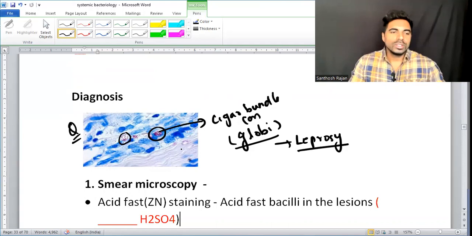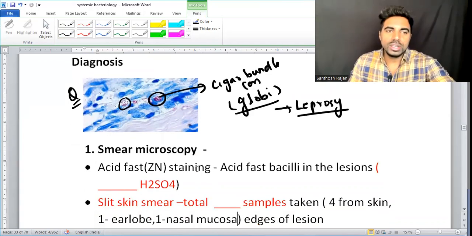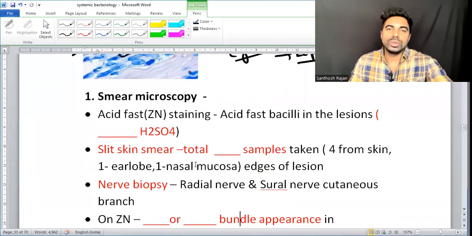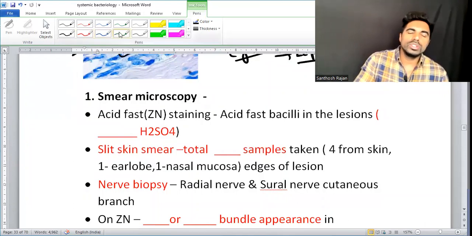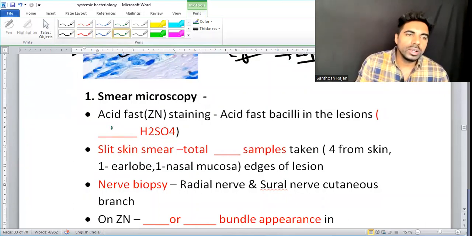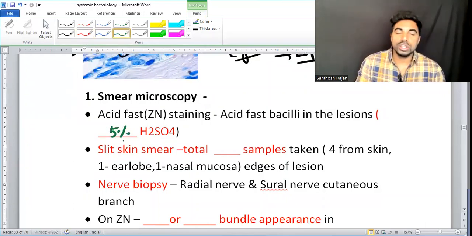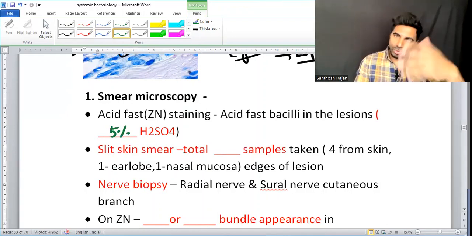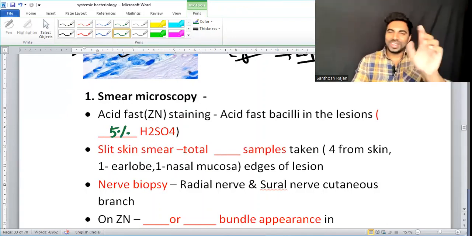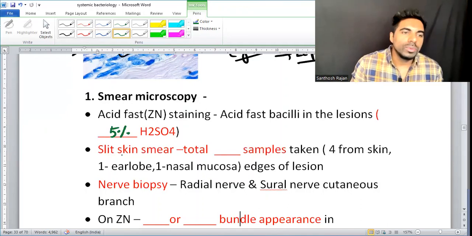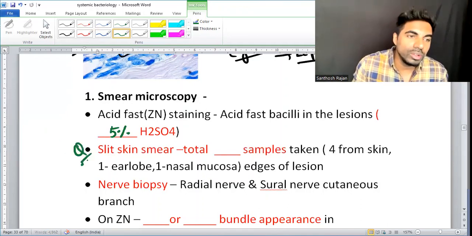Okay, that's it. So, acid for staining, what percentage? This is the first question I ask because they'll ask you. In TB, how many percent are you using? 25%. But in leprosy, you're using 5%. Nocardia, 1%. There is more, the H2SO4 will come; I'll tell you in acid first. But now 5%. Which smear is used? Slit skin smear. Yeah, they are direct questions.